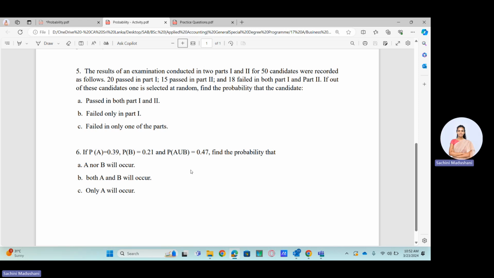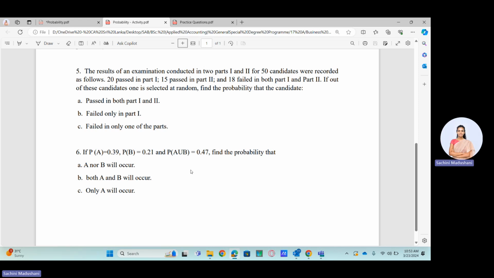Okay, then out of 32, 3 candidates passed both. The remaining 21 passed only part 1 or part 2. Maybe some in part 1, some in part 2. Okay, 21. Then this 17 means what? These 17 candidates only passed part 1. Then this 12 represents what? These 12 candidates passed only part 2.